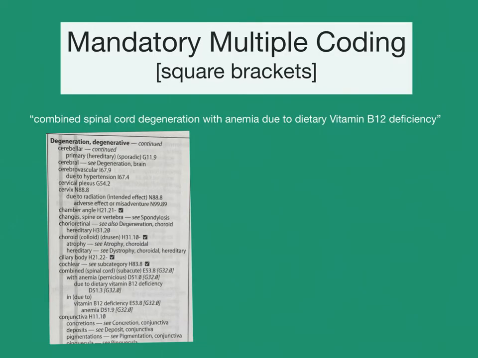So let's talk about mandatory multiple coding, which is the use of square brackets in the alphabetic index. This signifies or denotes mandatory multiple coding. So let's take a look at the example, the diagnosis statement here: combined spinal cord degeneration with anemia due to dietary vitamin B12 deficiency.